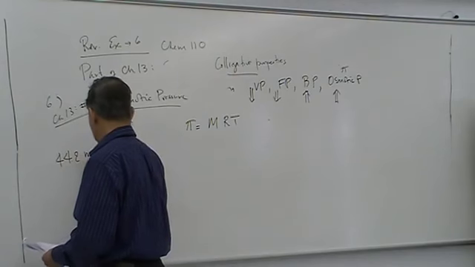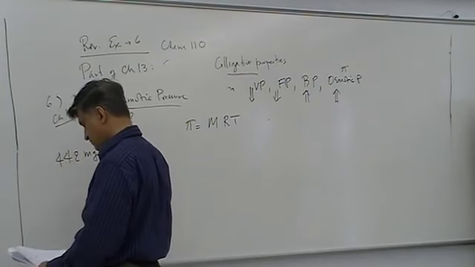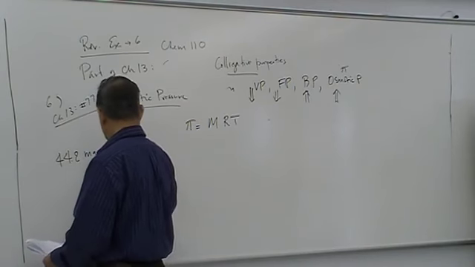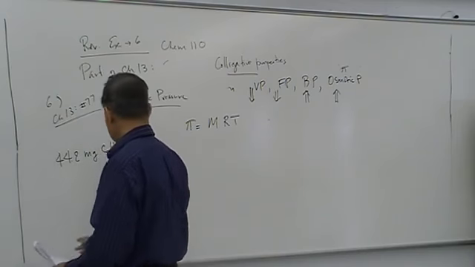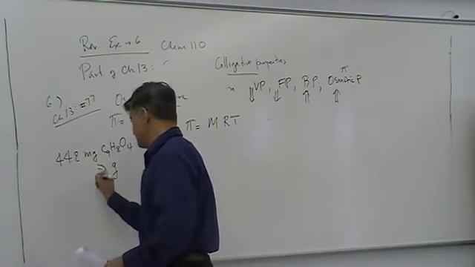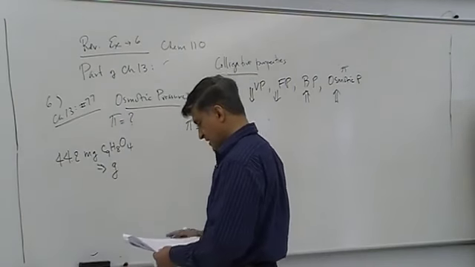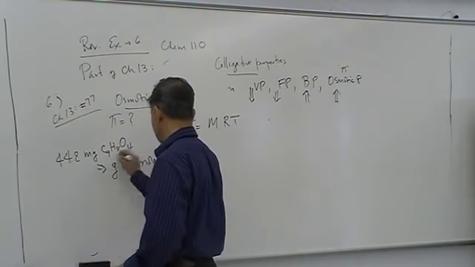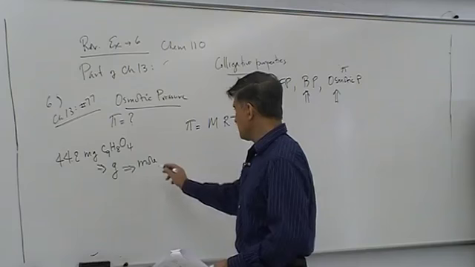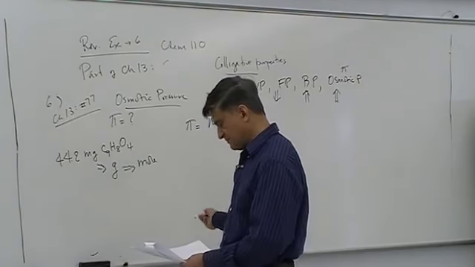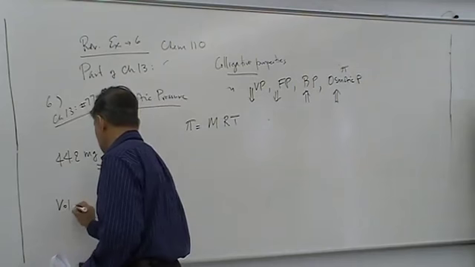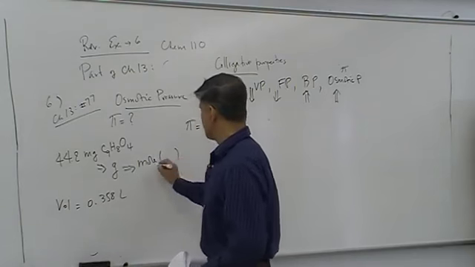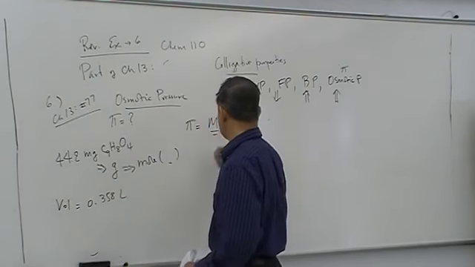So they gave you 44.2 milligram of aspirin. They gave you the formula, C9H8O4. And then from here you calculate grams, dividing by 1000 gives you grams of aspirin. And then from there you can calculate moles. I'm assuming that at this point you know how to calculate moles from the formula. So once you get the moles, divided by volume, 0.358 liter, that gives molarity. So you get this number.